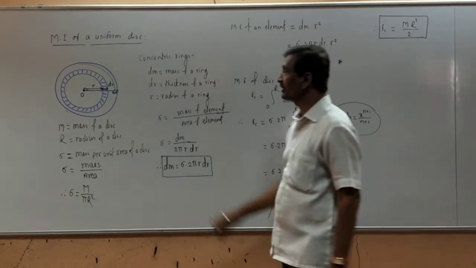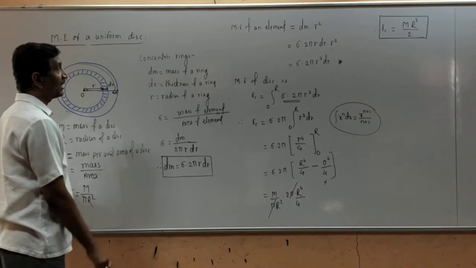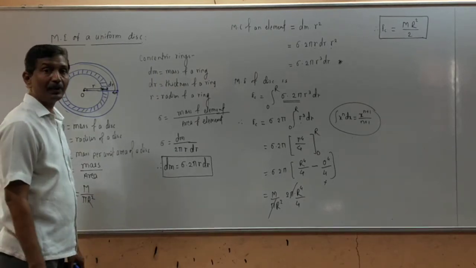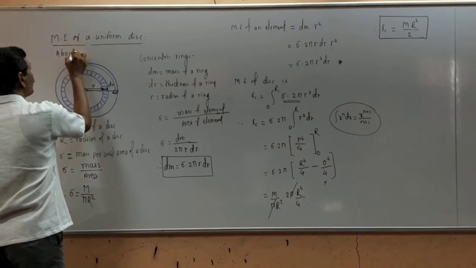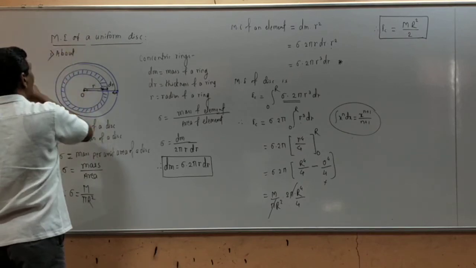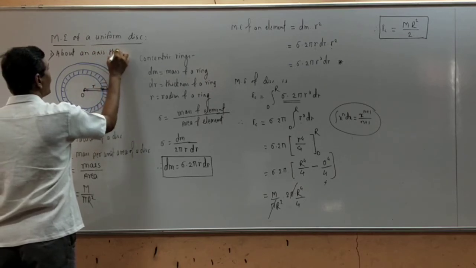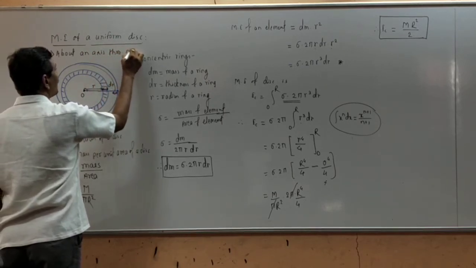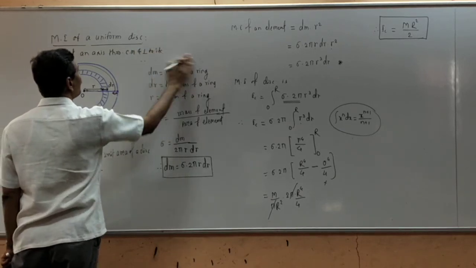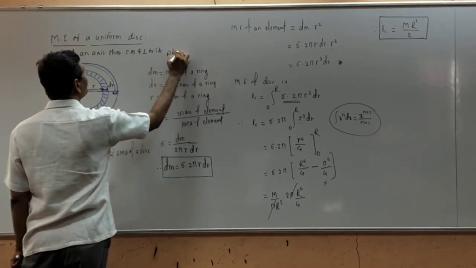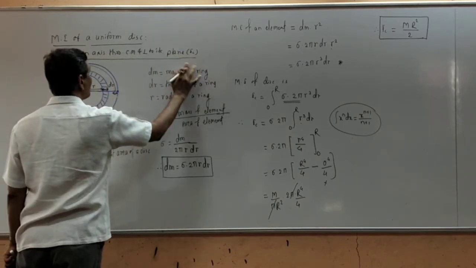This is the moment of inertia of the disc about an axis passing through the center and perpendicular to its plane. Which case did we discuss here? We discussed the moment of inertia of a disc about an axis passing through the center of mass and perpendicular to its plane. So this is the first case.